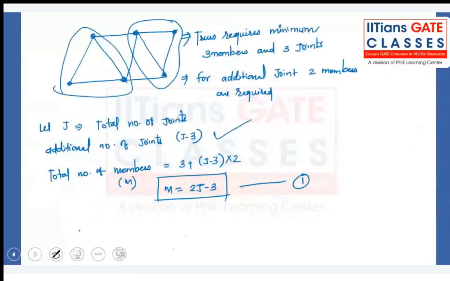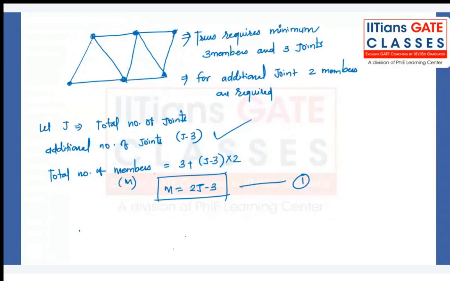Now, if you know the additional number of joints, then the total number of members can be calculated. These 3 members, and j minus 3 are the additional joints, multiplied by 2.